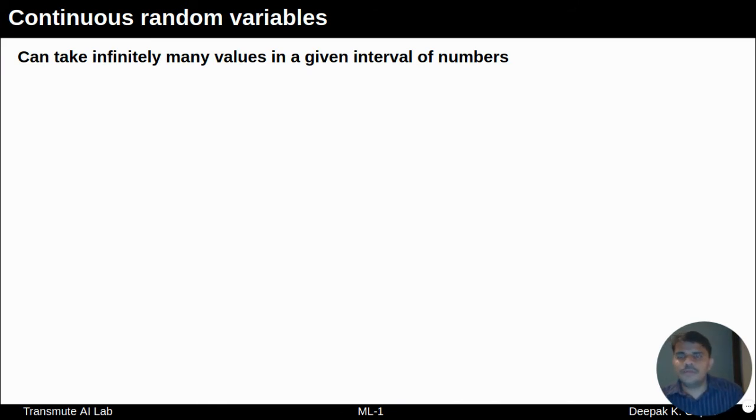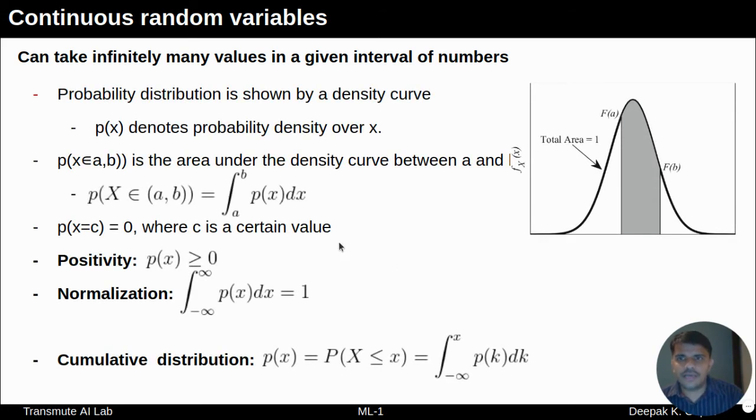Now, we talked about discrete random variables. Now let's also talk about continuous random variables. The difference between discrete and continuous random variables is that continuous random variables have infinite sample space. So if there's a range of numbers, an interval, these variables can take infinitely many values within that interval. And the probability distribution for continuous random variables is defined by a density curve.